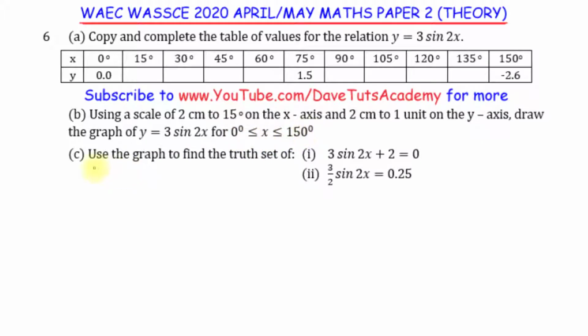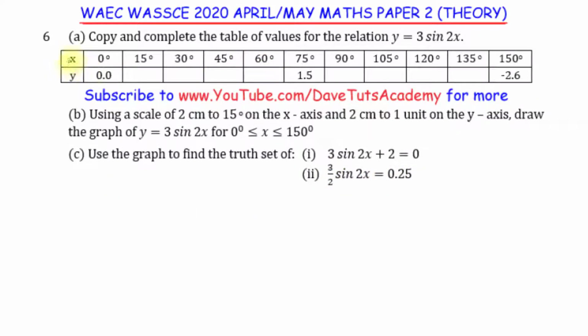Okay, so we are to use a graph to find the truth set. This statement means that we should find the solution of these equations: in the first case 3 sine 2x plus 2 is equal to 0, and 3 over 2 sine 2x is equal to 0.25.